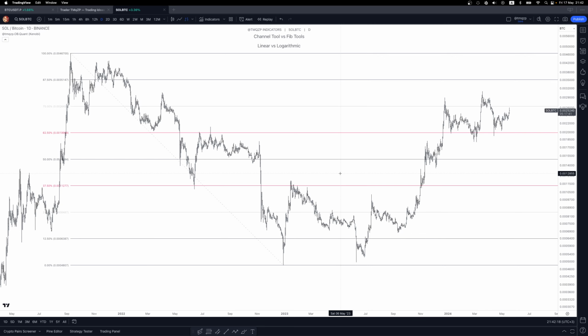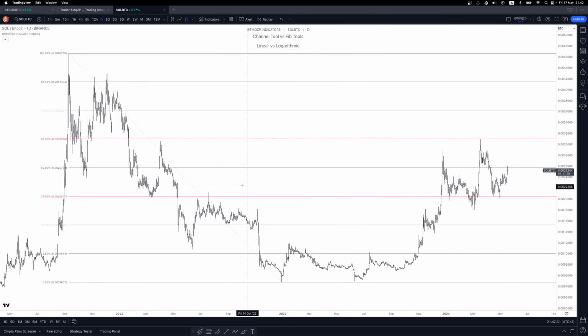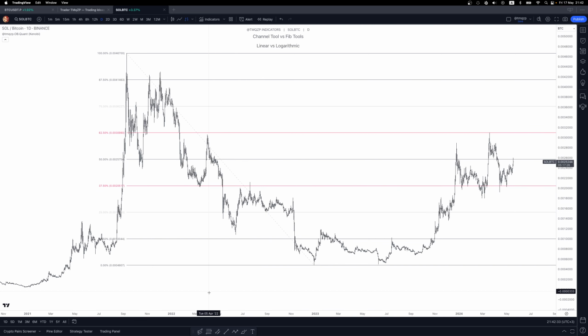Linear is just move 100%, 50, retest of 75, back to 25, back to the 50, reclaim the 50, retest 75, retest 50, and so on and so on, right? It's the same picture over and over again. It's very simple to understand. There's no complication, no magic to it, right?